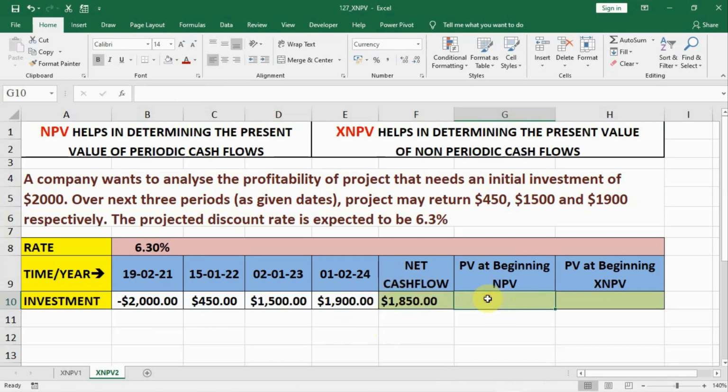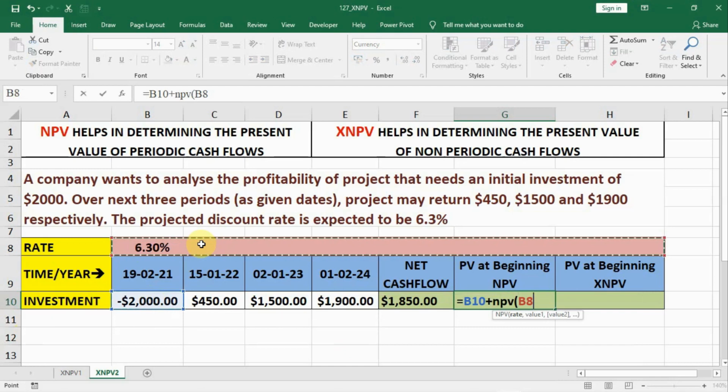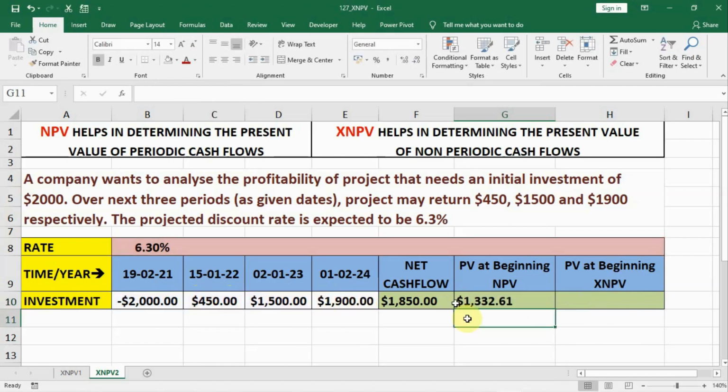Let us see in terms of NPV, which assumes this on a periodic basis. Periodic means if the first value is 19th Feb 21, then the next value it considers as 19 Feb 22, 19 Feb 23, and 19 Feb 24, whereas you see the dates are different. To calculate NPV here, we'll write equal to, then we have this 2000, then we'll put a plus sign, then we'll write NPV, bracket open, we'll select our percentage 6.3%, put a comma, and select the 3 yields that are on different time periods in the coming days, and press enter. So on this basis the yield is 1332.